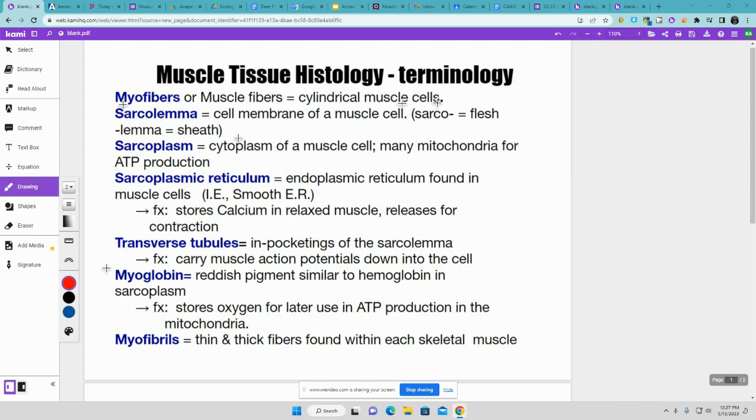Remember, the muscle cells are bundled together in a fascicle, and you put a bunch of fascicles together, and you get your entire muscle.